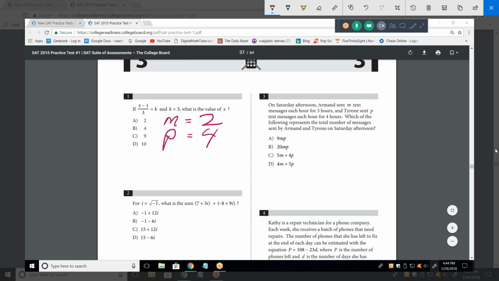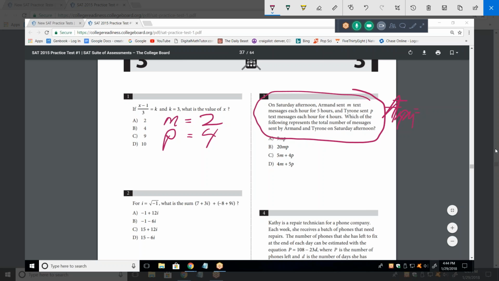Okay? Now, read the problem and tell me how many messages they're going to create using those 2 numbers. How many will Tyrone create? 2. Oh, wait, no, 4. Over 5 hours, or excuse me, I meant Armand. I want to start at the top. My mistake. How many will Armand create? 2. That's 2 per hour.